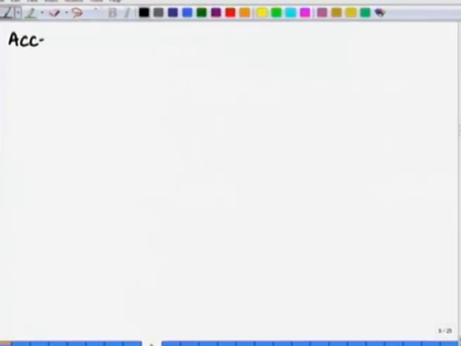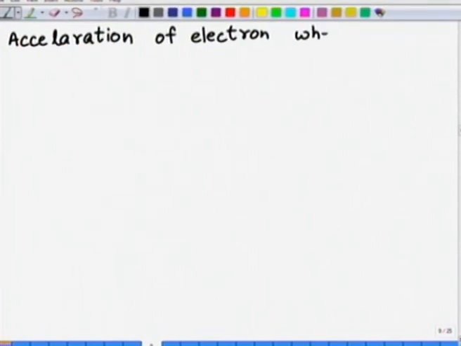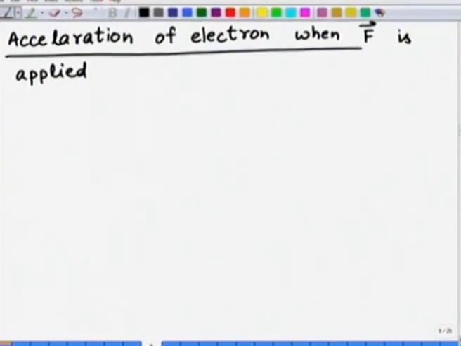So, if I want to look at the acceleration of an electron when external force F is applied, let's start looking at that. Acceleration of an electron when external force is applied. Now you see where we are heading towards. We are trying to find a relationship between F equal to ma for an electron in terms of the EK diagram, because we have the EK diagram. Given an EK diagram, I want to do the dynamics.